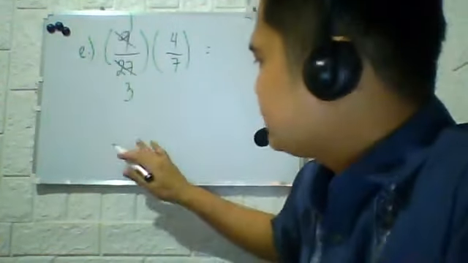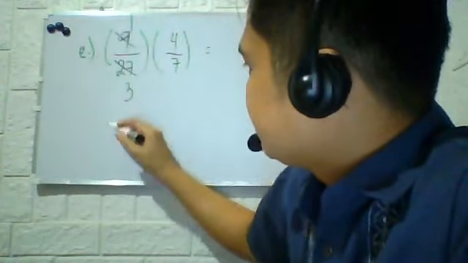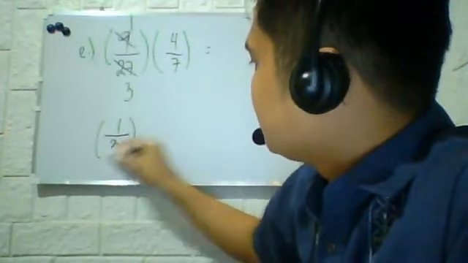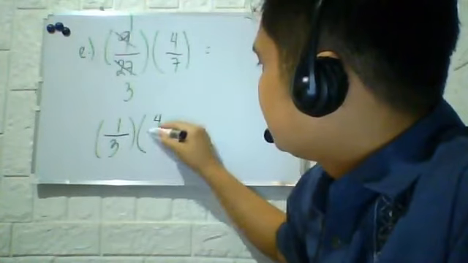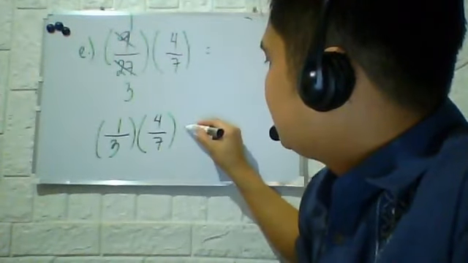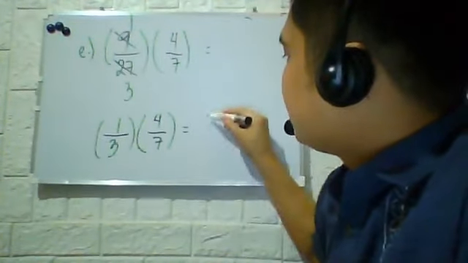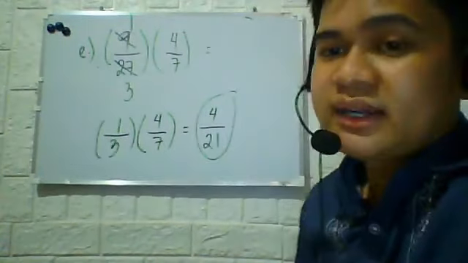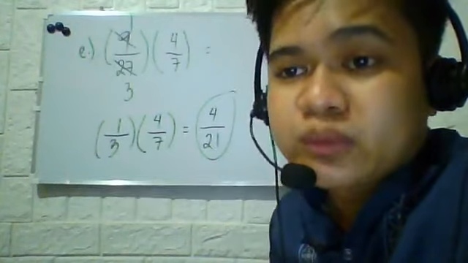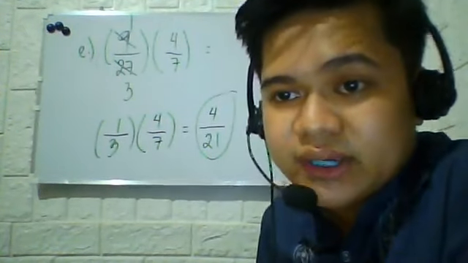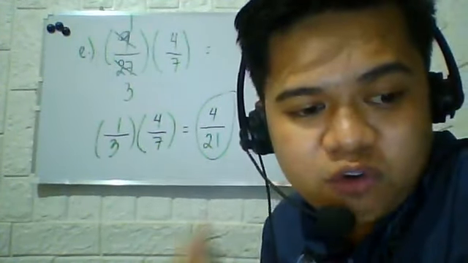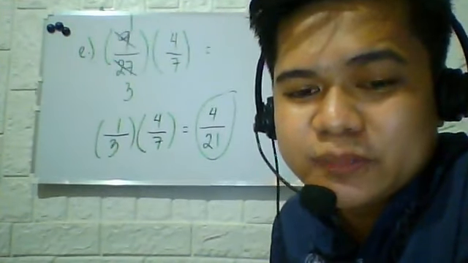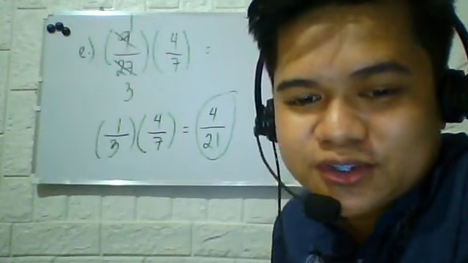If you want, rewrite nyo. Sige. I-rewrite natin si 9/27 naging 1/3 na i-multiply natin with the 4/7. And we will get here 1 times 4 is 4, 3 times 7 is 21. Our final answer here is already in its simplest form, and it is 4/21. Ganyan lang kadali si multiplication of fractions. Okay?